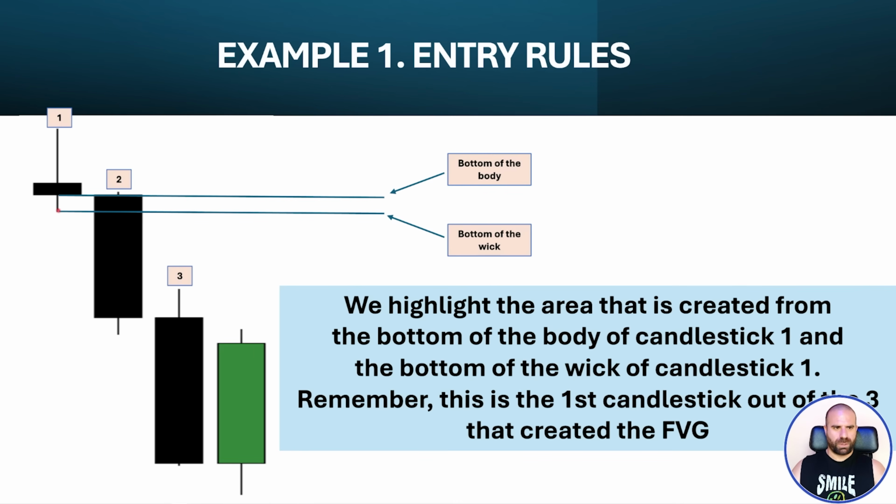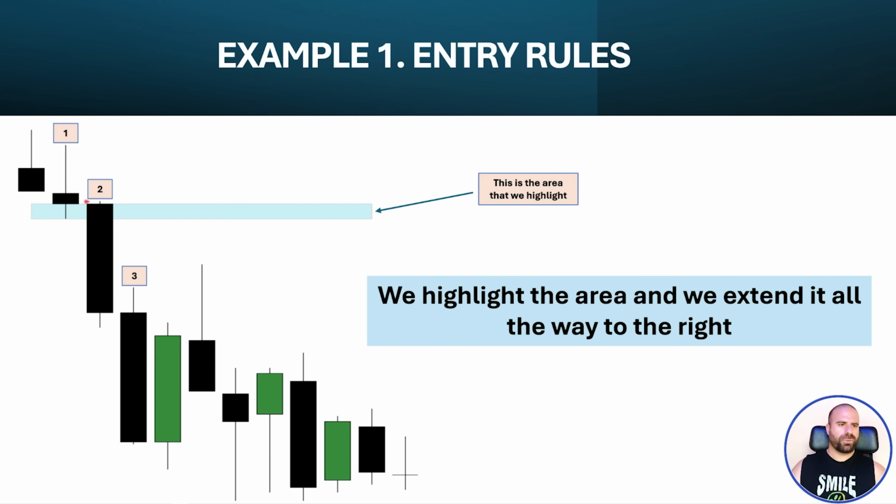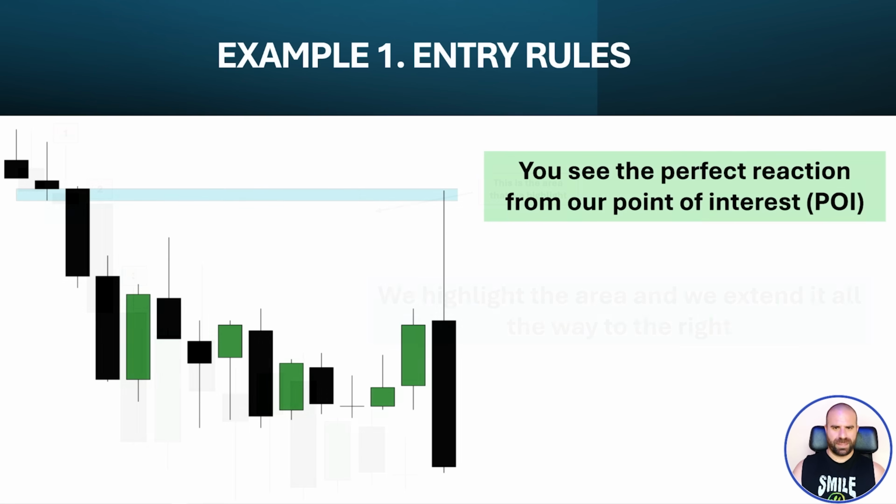Now, what do we do? We go ahead and we place two lines, or we just highlight the area, as I'm going to show with the next slide, of the bottom of the body of candlestick number 1 and the bottom of the wick, the lowest point of candlestick number 1, and we extend them all the way to the right. You will see why we are doing this. In your chart, all you need to do is highlight this area and extend it all the way to the right. This is all you need to do. The area is created from the bottom of the body of candlestick number 1 and the wick. There needs to be a wick, as we said. So if there is no wick, you do not apply this strategy.